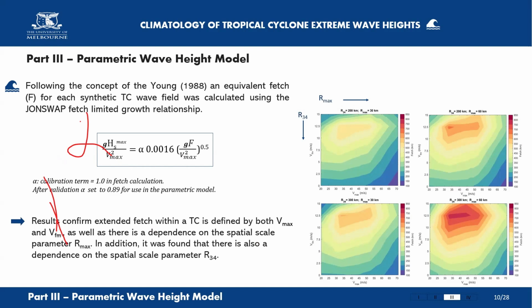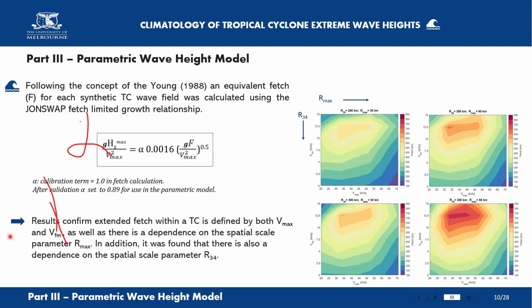Following the concept of the equivalent fetch, for each tropical cyclone wave field, the fetch was calculated using the JONSWAP fetch limited growth relationship. We modified this relationship a little bit, adding a calibration term, this alpha, that was set equal to 1 in the fetch calculation. But after the validation, we set this alpha to 0.89 for using in the parametric wave height model.